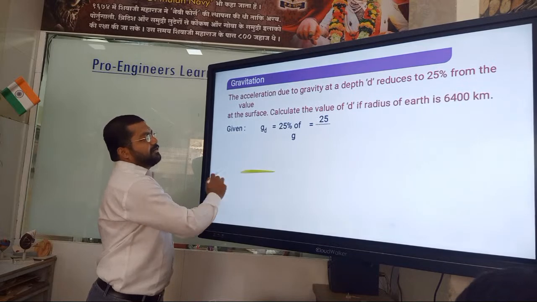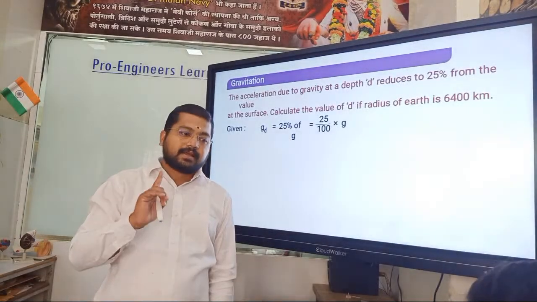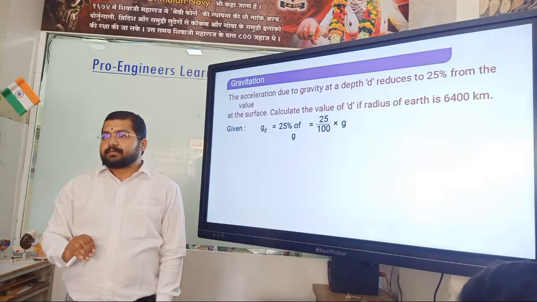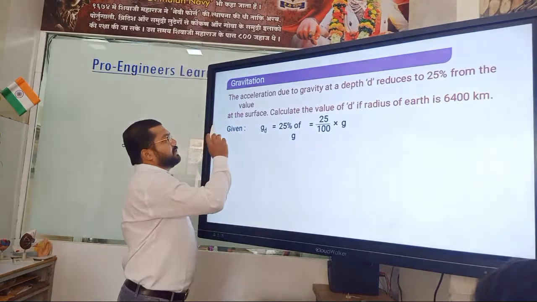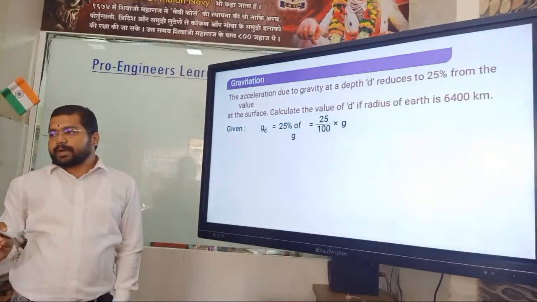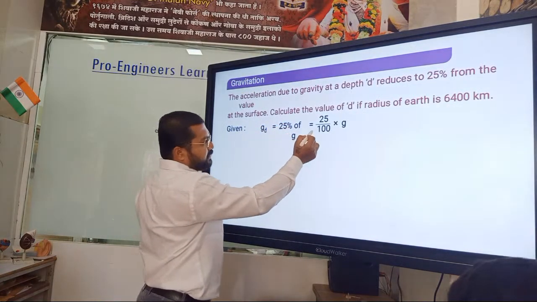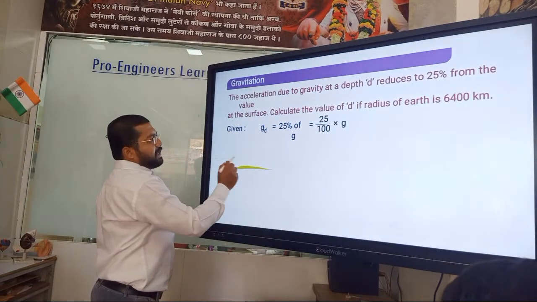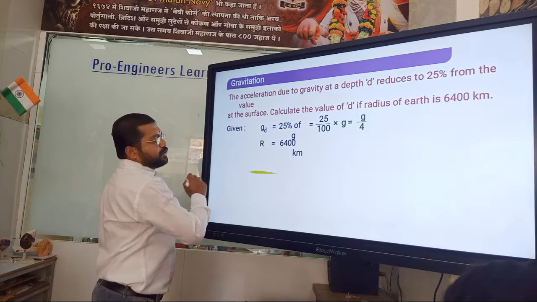The acceleration due to gravity at the depth d reduces to 25%. In the previous part we have seen decrease to 90%. Prior to that we have seen half of the original gravity. Here what we are understanding: the acceleration due to gravity at depth d reduces to 25%. So directly what we have written, gd is equal to 25% of g, that is nothing but 25 by 100 into g value at the surface. Calculate the value of d if the radius of Earth is 6400 kilometer.